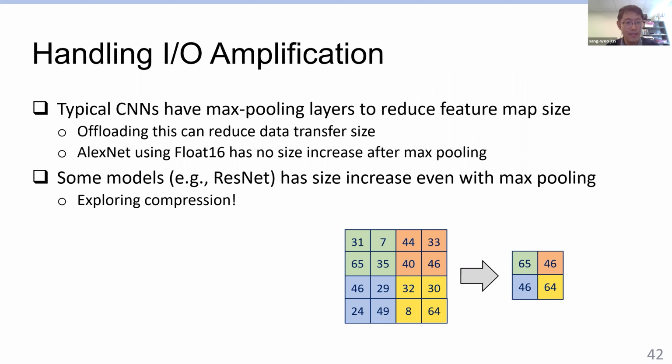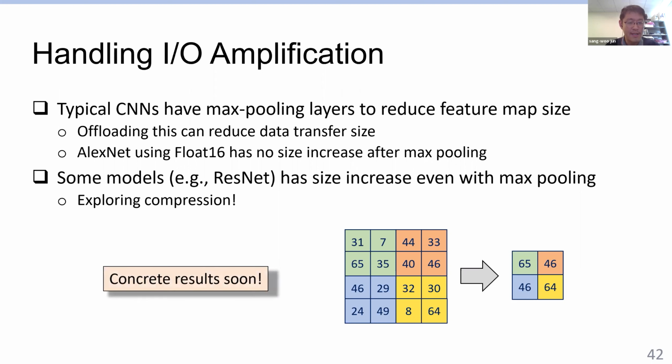For example, for AlexNet, if we use float 16 and we offload the convolution layer and the first max pooling layer, there is no size increase after the max pooling process. But unfortunately, some models such as ResNet do have size increases even after the first max pooling layer. To address this right now, we're exploring compression, both lossy floating point compressors and lossless fixed point compression algorithms as well.